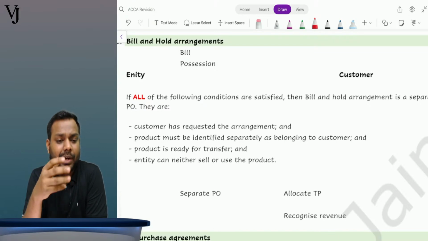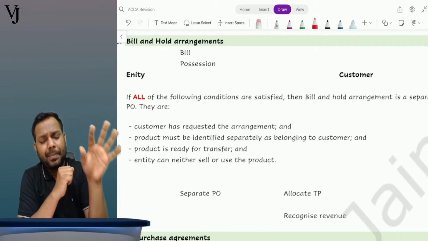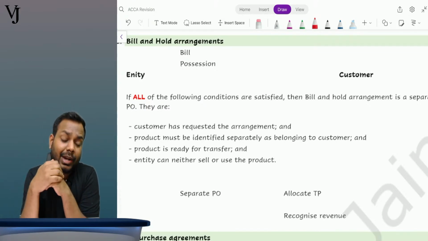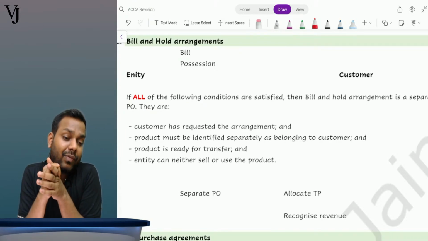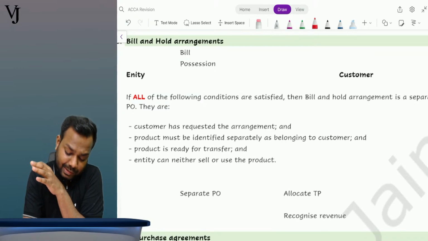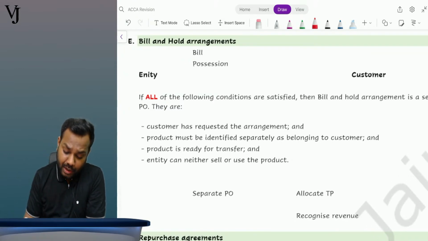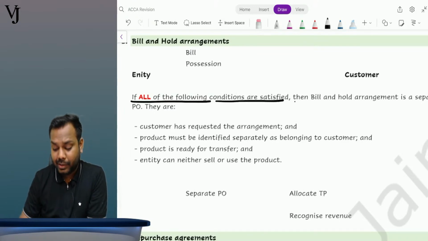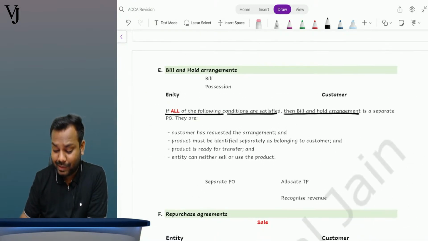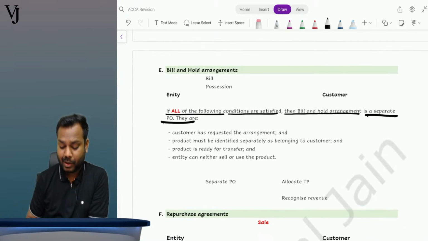So this is called bill and hold. Basically, we purchase the goods but keep them there and go to the other shops, for the convenience of the customer. Now the standard says that if all of the following conditions are satisfied, then the bill and hold arrangement is a separate performance obligation. Now understand.